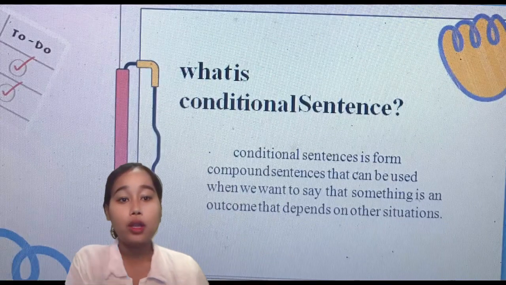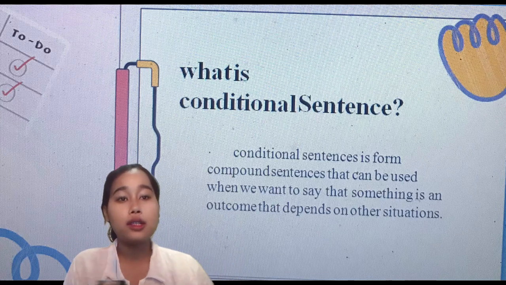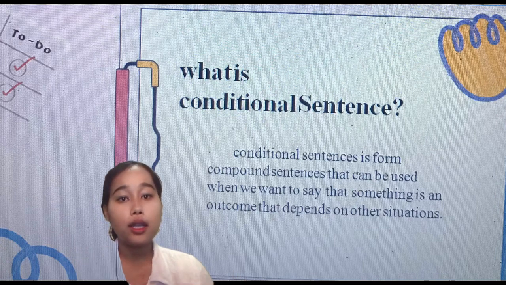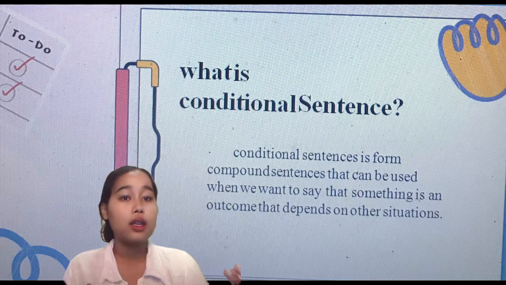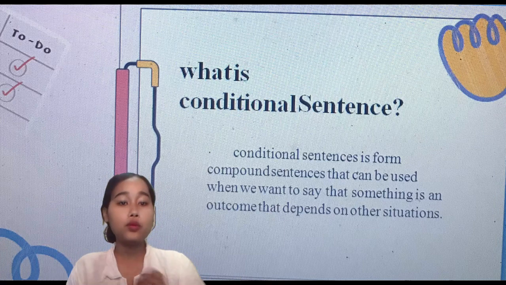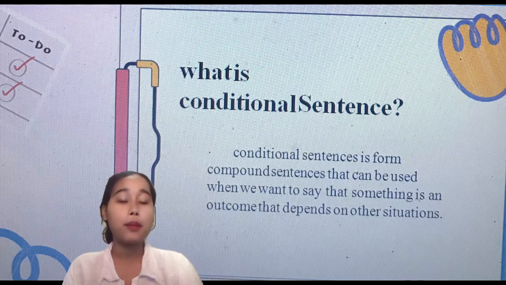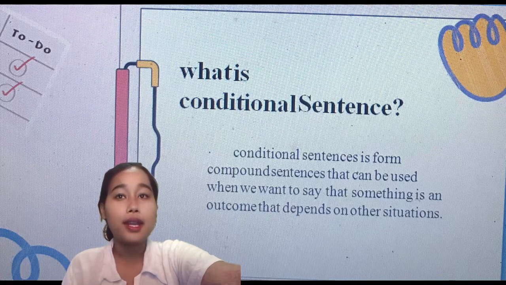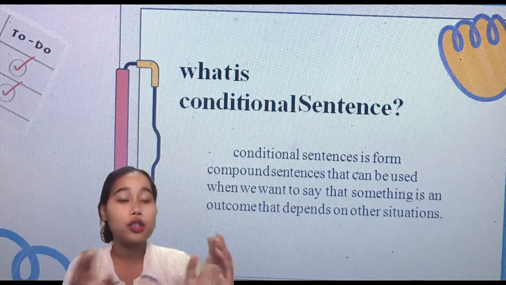Okay, first I will explain about what is conditional sentence. So conditional sentence is a form that compound a sentence that can be used when we want to say that something is an outcome that depend on the other situation, or it's mean something that not yet happened or probably impossible to be happen. So next is the function of conditional sentence.